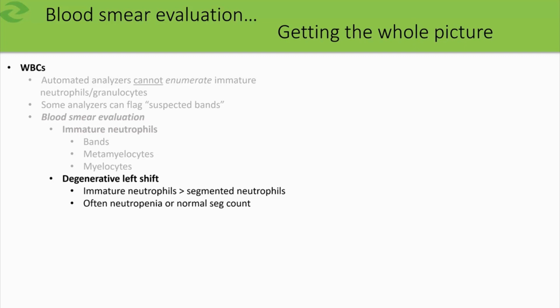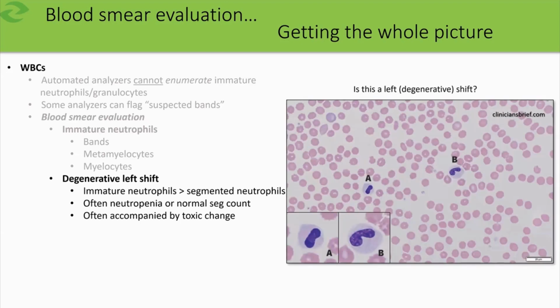Degenerative left shift carries with it a guarded to poor prognosis. So for me to call it degenerative left shift, I want to see that neutropenia or a normal segmented count. And a degenerative left shift implies that the bone marrow cannot meet the demand for phagocytic cells, for neutrophils. The tissue demand is just so great. Degenerative left shift is often accompanied by toxic change, and we'll talk about that in a minute.